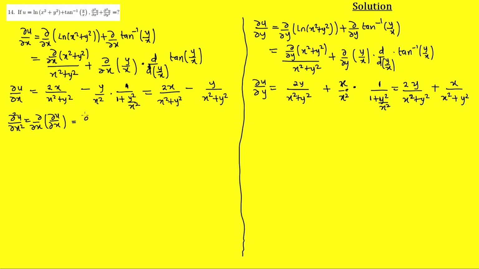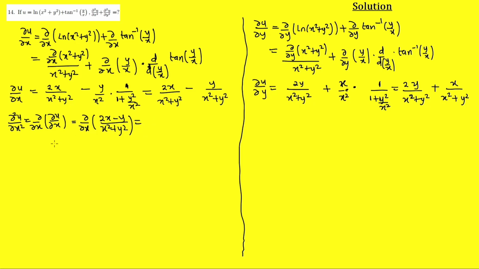That means this will give us the partial derivative of, now what's my du dx? My partial derivative of u with respect to x is just simply 2x minus y over x squared plus y squared. Okay, so this is clear enough. Then this will give me, so if I apply my quotient rule, so what am I going to have?